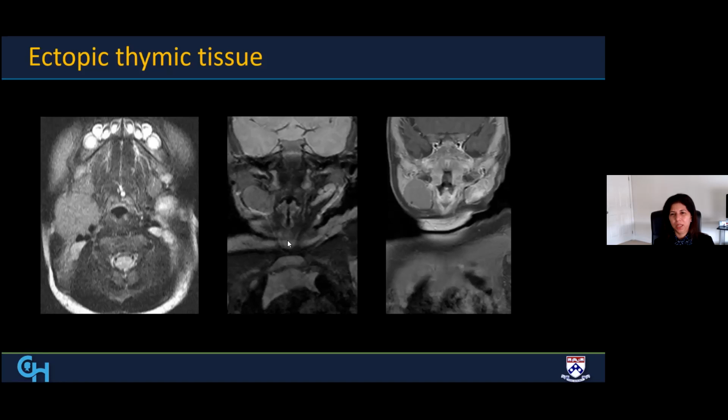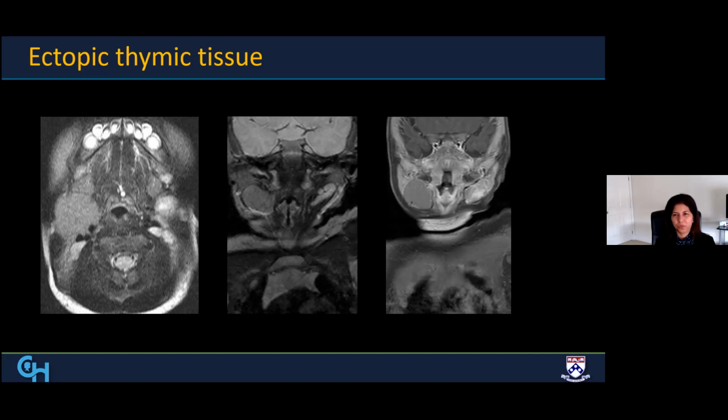ectopic thymic tissue. And the clue here was that this mass lesion has exact imaging characteristics like the thymus in the mediastinal region. And we get these cases sometimes from outside, and unfortunately they're mistaken for more malignant lesions and they undergo biopsy and unnecessary investigations. This is something which can be diagnosed even on ultrasound if they're amenable and accessible.